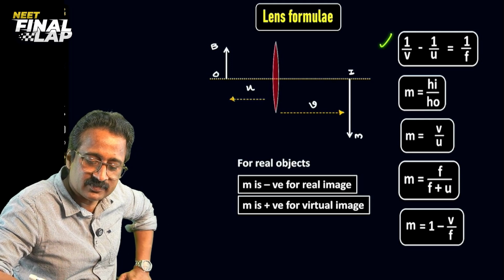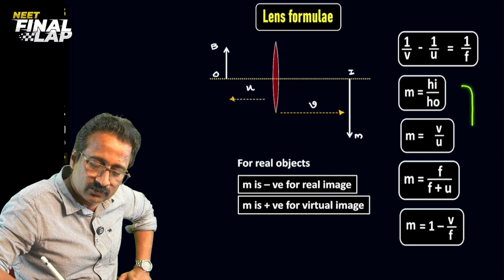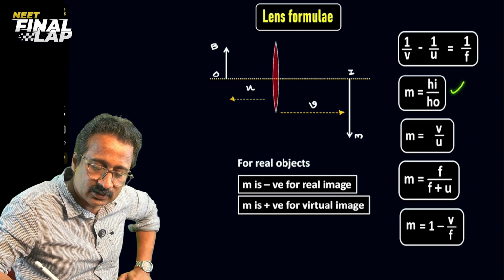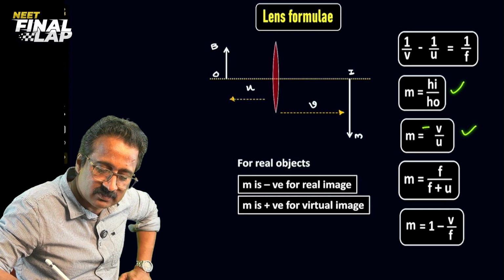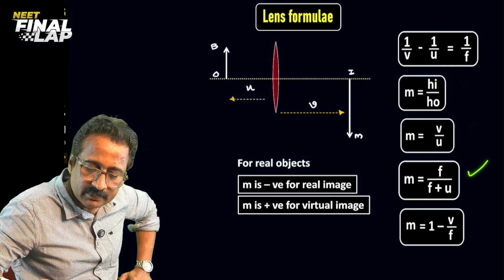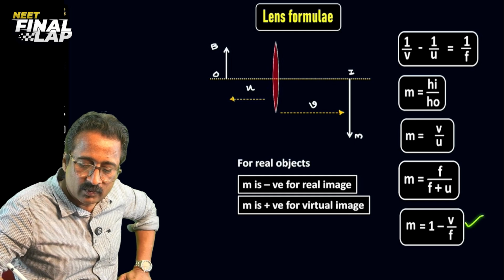1 by v minus 1 by u is 1 by f. This full equations corresponds to magnification. Yes, this is hi by ho, v by u. Actually, it is plus v by u. Plus ആയതുകൊണ്ട് എഴുതാത്തതാണ്. Okay. m is f by f plus u and m equal to 1 minus v by f.